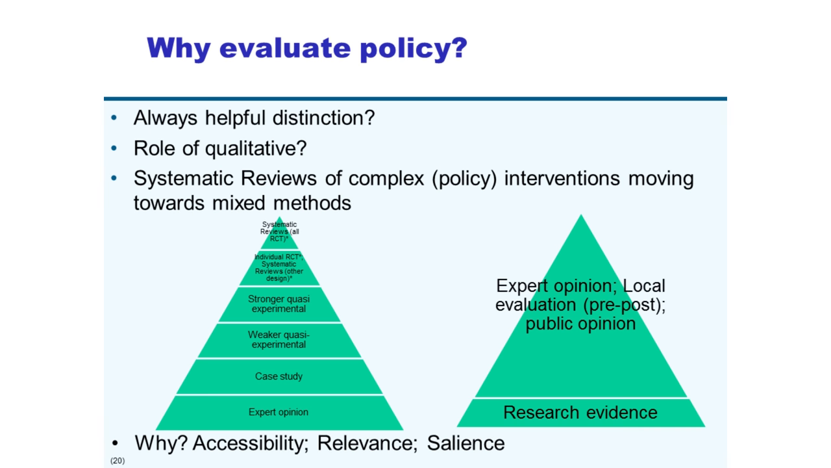I'll skip this. The one thing here I wanted to touch on was that even though we might talk about hierarchies of evidence in terms of the validity and the ability to infer causality of policy, actually what policymakers might turn towards more is things like expert opinion, local evaluations which might be less robust, or evaluations carried out in-house, again which might be less robust, and public opinion and research evidence might be down here. And there are good reasons why, so in terms of accessibility, relevance and salience of some of these more robust methods.